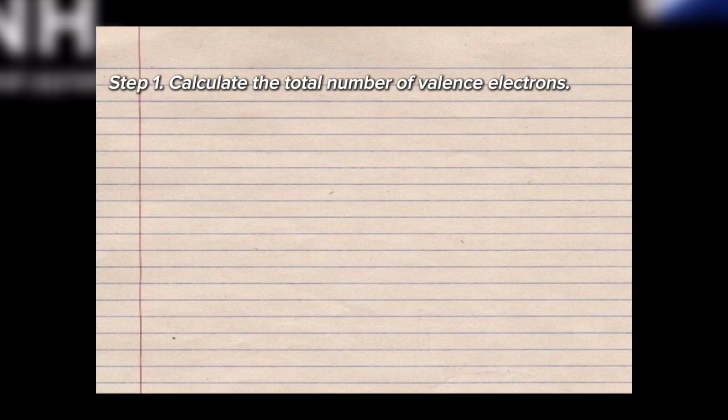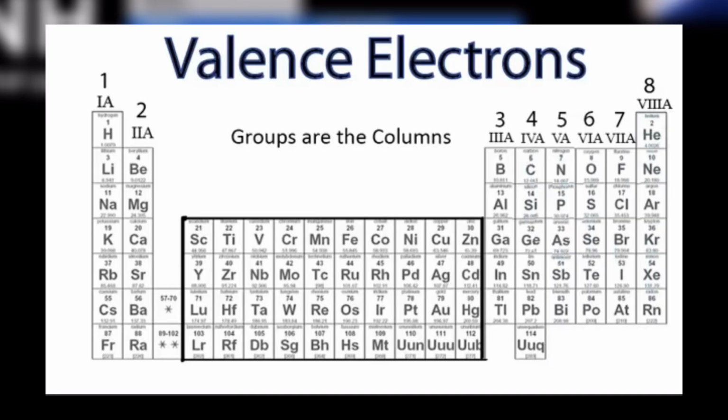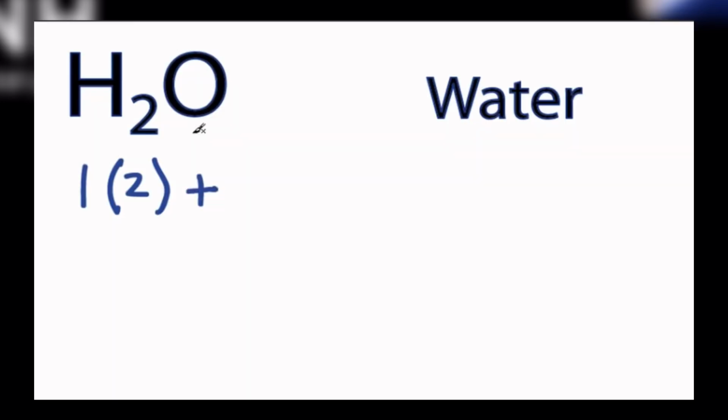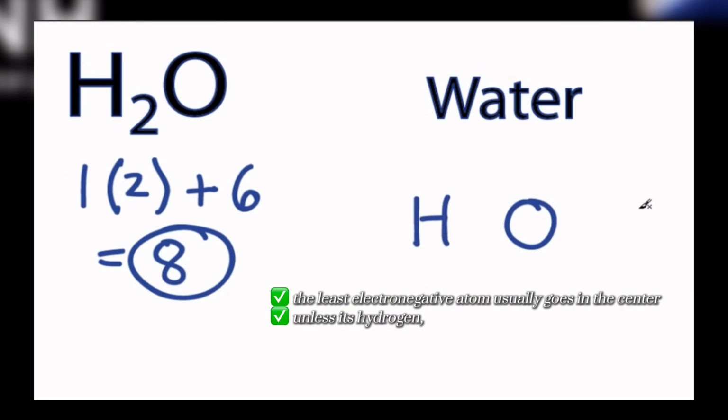But first, let's have a quick recap on how to draw Lewis structures, as it is fundamental for understanding molecular bonding. First things first, we need to calculate the total number of valence electrons. These are the electrons in the outermost shell of each atom, and it can be seen in the periodic table. For example, in water, oxygen contributes 6 valence electrons and each hydrogen contributes 1, for a total of 8. Next, we arrange the atoms. The least electronegative atom usually goes in the center, unless it's hydrogen.